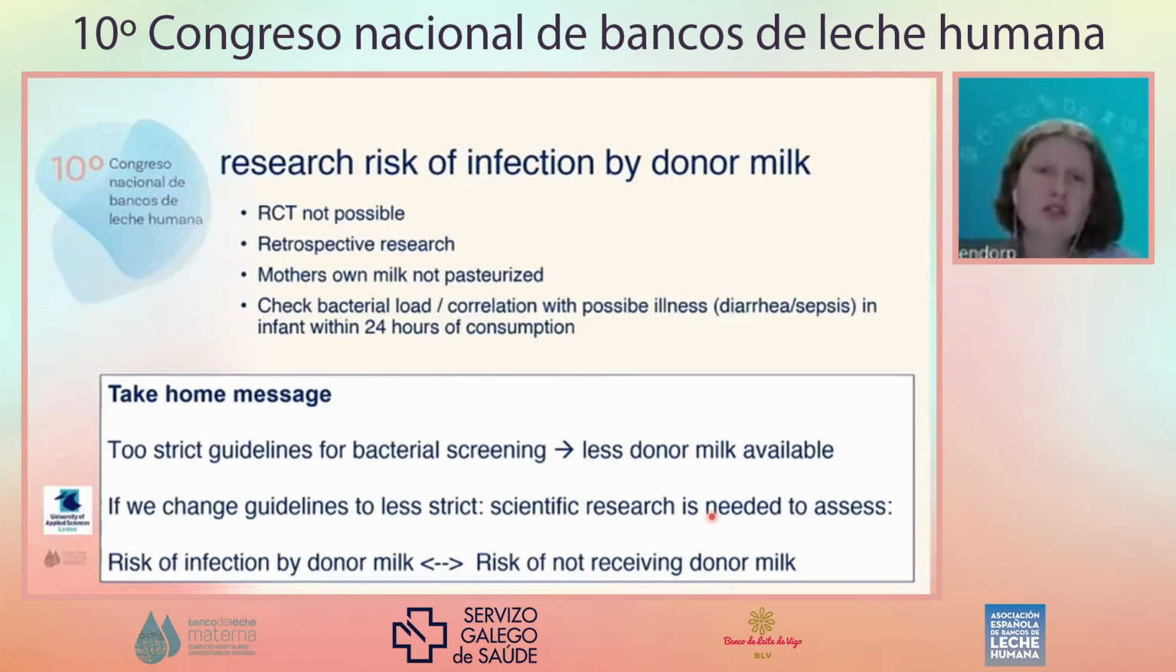So my take-home message for you at this conference is that I think that too strict guidelines for bacterial screening could lead to less donor milk available because you have to discard it. If we change the guidelines to less strict, and some milk banks are already doing that, we need scientific research to assess how high the risk of infection by donor milk is versus the risk of not receiving donor milk. So thank you very much for your attention, and I hope I have left you with more questions than when you came to my talk.